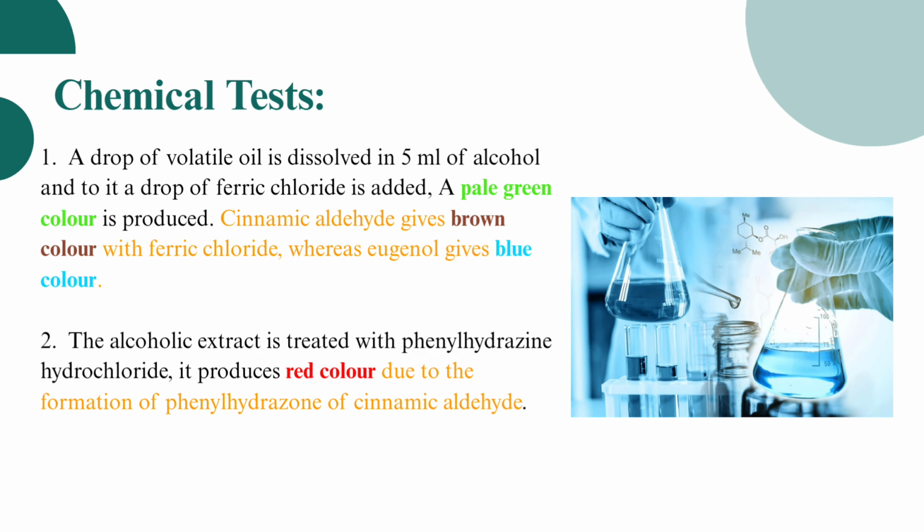First, a drop of volatile oil is dissolved in 5 ml of alcohol and to it a drop of ferric chloride is added. A pale green color is produced. Cinnamonic aldehyde gives brown color with ferric chloride whereas eugenol gives blue color. Second, the alcoholic extract is treated with phenylhydrazine hydrochloride. It produces red color due to the formation of phenylhydrazone of cinnamonic aldehyde.